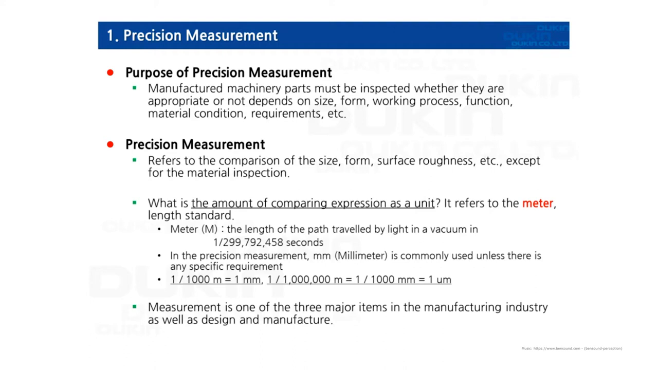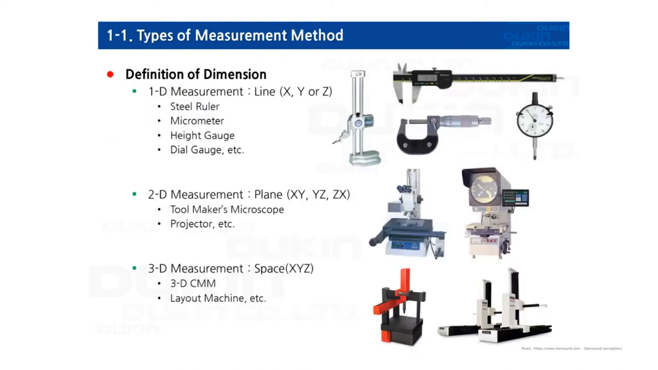Okay, let's talk about the main purpose of precision measurement. This is about inspecting manufactured machinery parts, whether they are properly manufactured or not, depending on size, form, working process, function, material condition, requirements, etc. It refers to comparison of the size, form, surface roughness, etc., except for the material inspection. And Euromeasure uses the meter unit, but it also supports inches, radian, degree, and DMS as well.